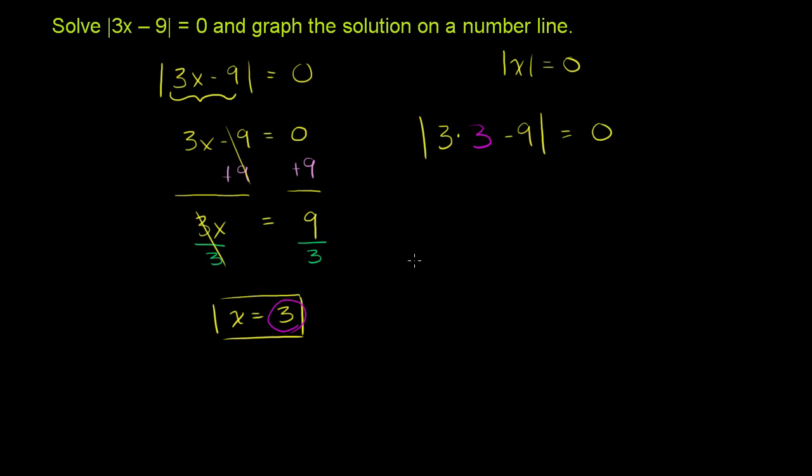has got to be equal to 0. So what's this going to be equal to? 3 times 3 is 9. So it's the absolute value of 9 minus 9, which is the absolute value of 0, which is indeed 0. So it does indeed equal 0. And we are done.